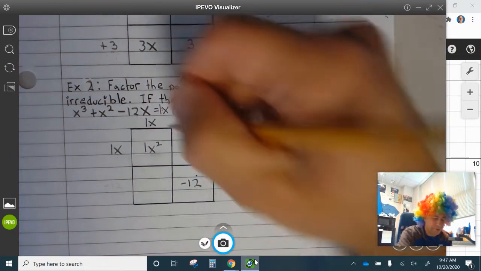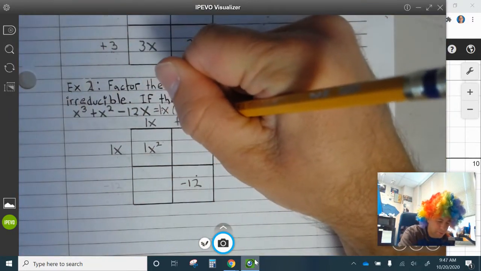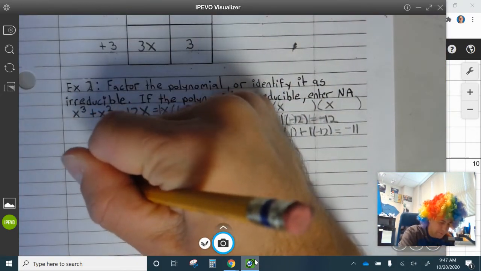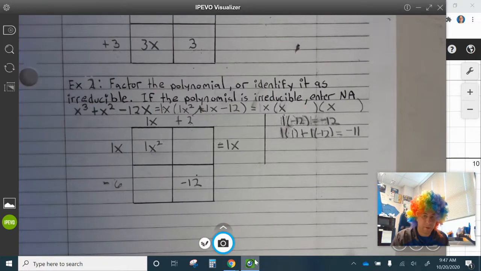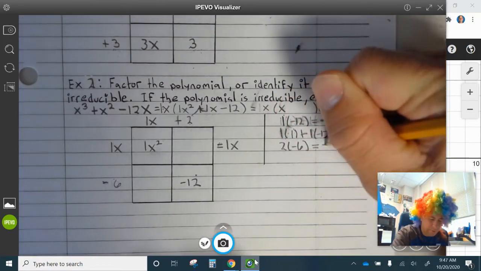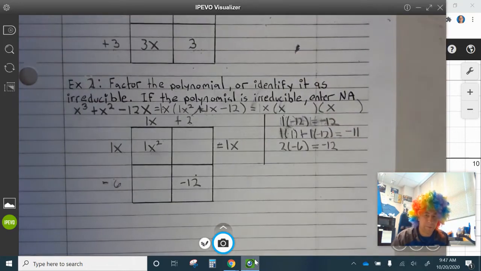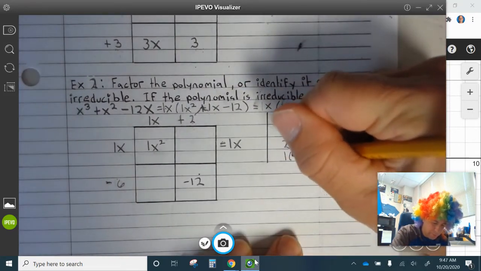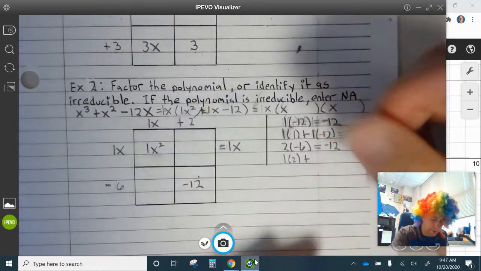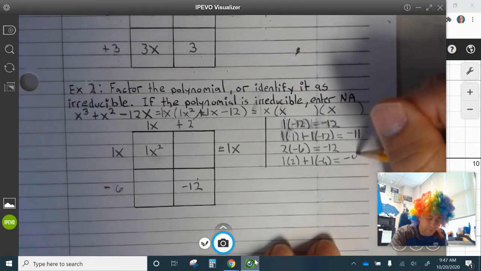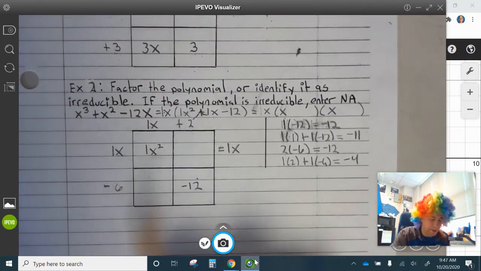Okay? So now let's try plus 2 and negative 6. Okay? So we know that 2 times negative 6 is negative 12. Okay? But now we need to multiply 1 times 2 plus 1 times negative 6. Well, that equals negative 4, not 1. So that combination doesn't work.